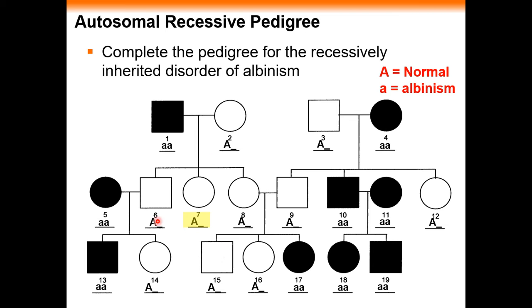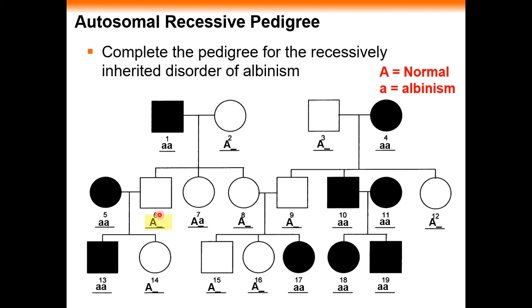This, child number 7, is the offspring of child 1 and 2. So what is he? He has to be heterozygous. Why? Because this individual passed on a capital A. We don't know what this other thing is, but he definitely passed on a capital A because this individual can only pass on a lowercase a, right? So this person had to pass on a capital A.